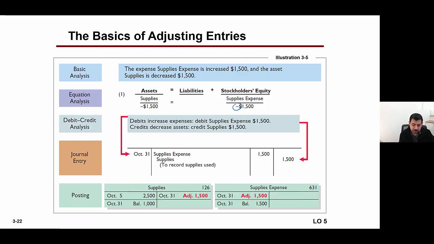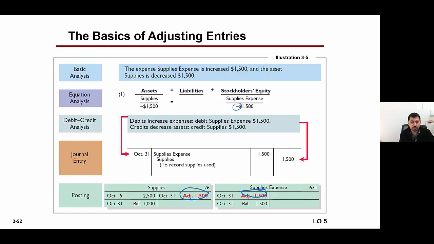Now, as you can see here, it is important to indicate that this is an adjusting entry, to make sure that this is distinguished from the original entries. Without those adjusting entries, the net income would have been overstated by $1,500. Why? Because we would have the same revenues, but expenses would be understated by $1,500.